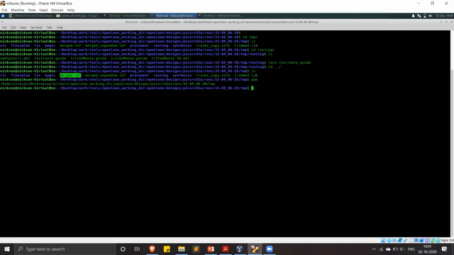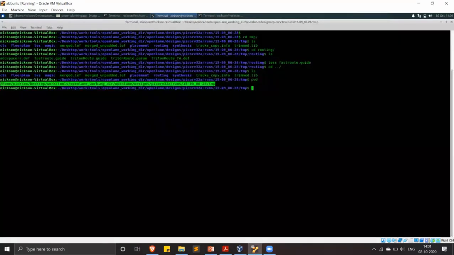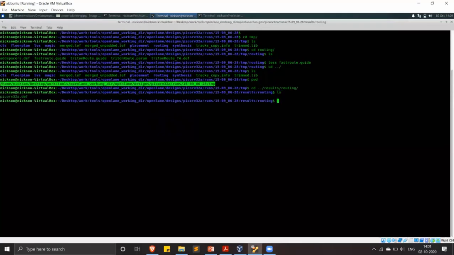So do this, get the location. No need to write left read or anything. Just paste the left file: tmp/merge.left, and then space def file. The def file is the one obtained after routing. So it will be results routing. Yeah, this is the def file.